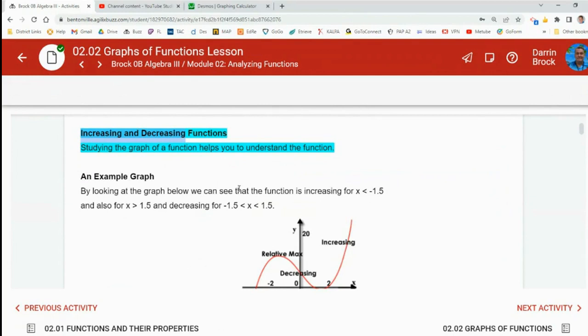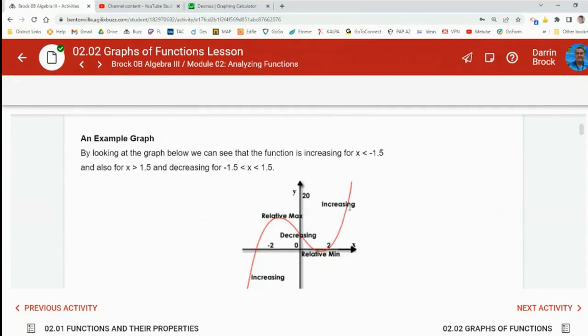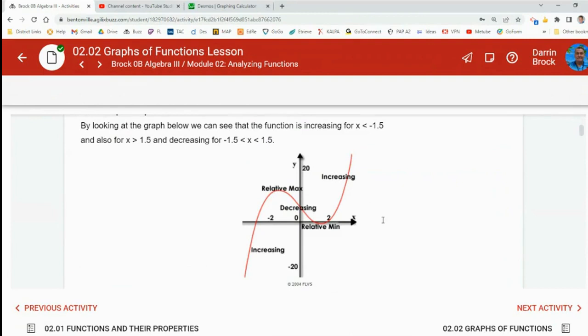As the x gets bigger, 0, 1, 2, 3, 4, 5, 10, a million, 53 jillion, as the x gets bigger, does the graph increase? Does the y increase or does it decrease? That tells whether it's an increase or a decrease. Now this one does both.